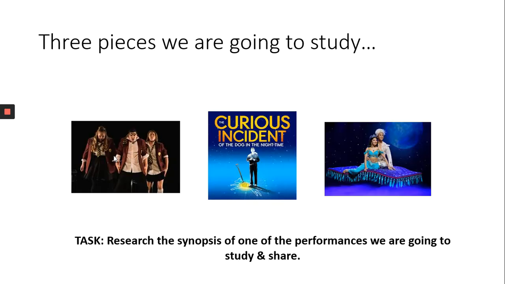So we are going to study these 3 pieces. So we've got Teachers, The Curious Incident of the Dog in the Nighttime, and Aladdin the Musical. Now we've already looked at Teachers for component 2, so we should have a good understanding of that piece already. Aladdin obviously is our school production, so that works quite nicely. And The Curious Incident of the Dog in the Nighttime is the 3rd piece that we're going to study.